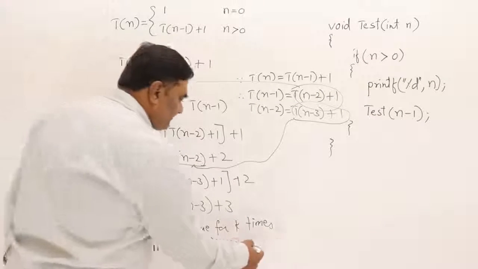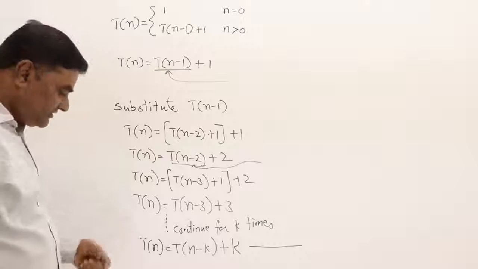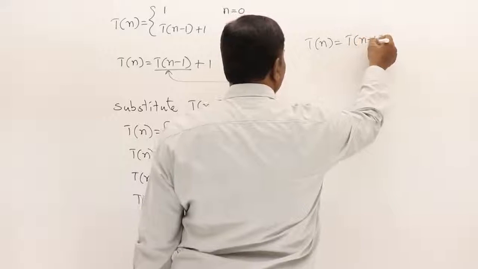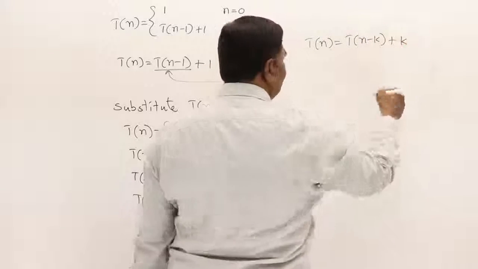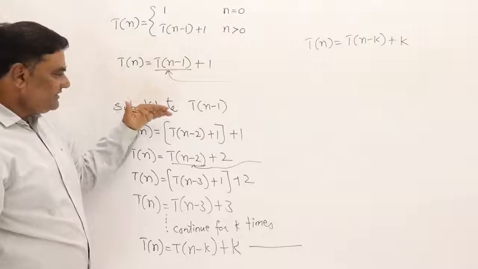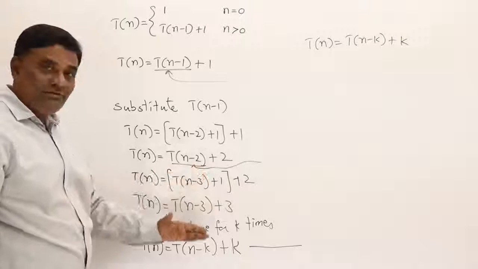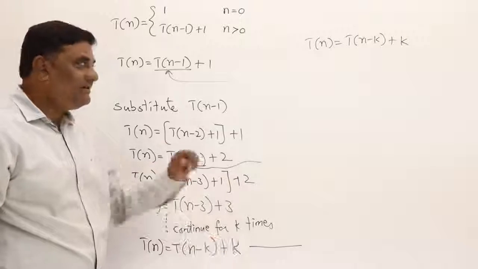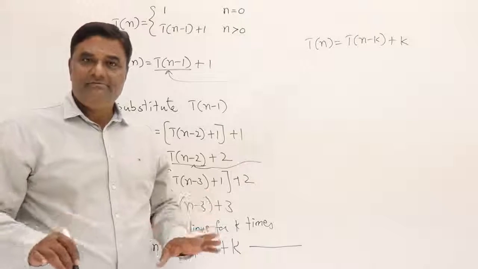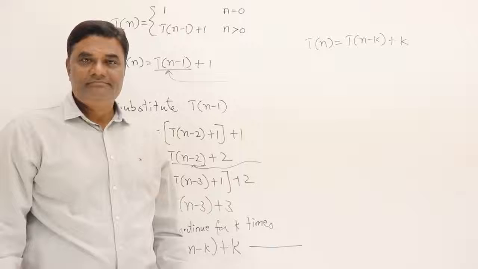So this is the important one for me now. What is the equation I got? Tn is equal to Tn minus k plus k. See, it was Tn minus 1 plus 1. Substitute it, I got Tn minus 2 plus 2. Substitute it, I got Tn minus 3 plus 3. Continued up to k, so Tn minus k plus k. So I said that I will stop at k. K means some steps. After k steps, k substitutions, I will stop.